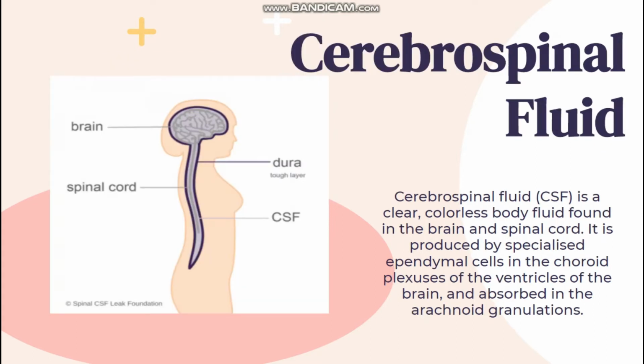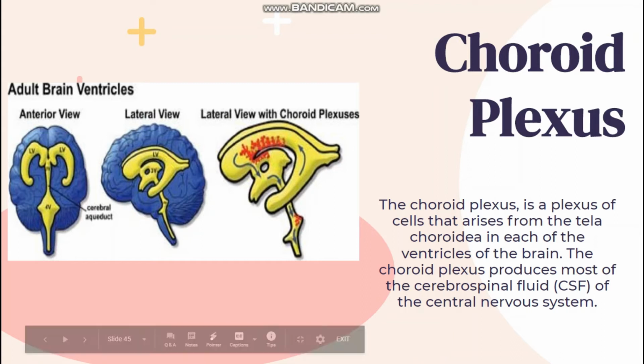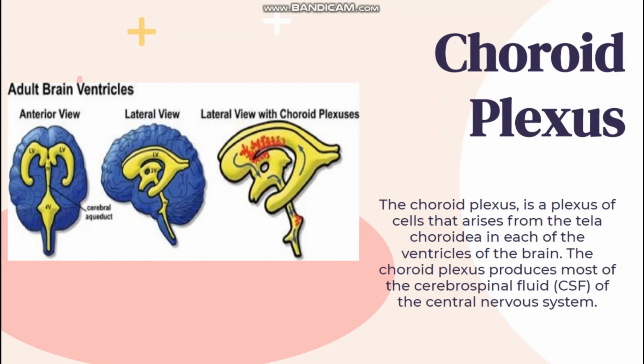Cerebrospinal fluid. The cerebrospinal fluid is a clear, colorless body of fluid found in the brain and spinal cord. It is produced by specialized ependymal cells in the choroid plexus of the ventricles of the brain and absorbed in arachnoid granulations. The choroid plexus. The choroid plexus is a plexus of cells that arises from the telechoroidea in each of the ventricles of the brain. The choroid plexus produces most of the cerebrospinal fluid of the central nervous system.